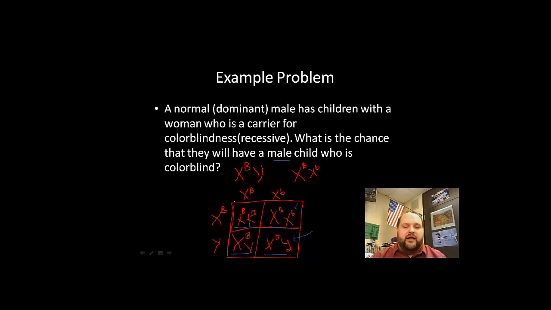Well, we don't care about the female children, so we can ignore these up here, and we can just look at the male children, and it's 1/2. So 1/2 of the male children are going to be colorblind, or 50%. So that's how we look at a sex-linked trait problem. We're just going to look at using the X's and the Y's and making sure we put the genes above them, whether they're dominant or recessive. And that's how sex-linking works.